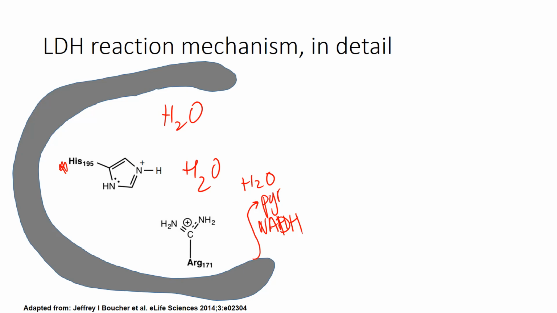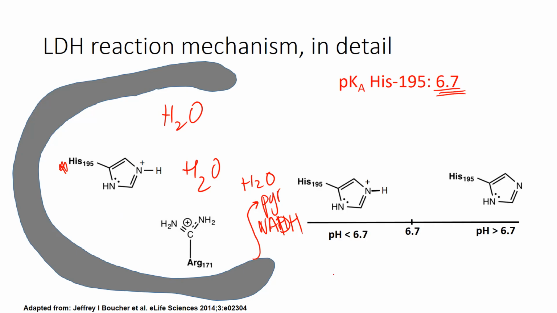Why is this distinction important? Because that catalytic histidine has a pKa of 6.7. And so what that means is when that histidine is exposed to water, so it's exposed to a buffer that has a pH of 6.7, half of the LDH population is going to have a protonated histidine 195, and the other half of the population is going to have a deprotonated histidine 195. So this population will be split half and half between protonated and deprotonated.